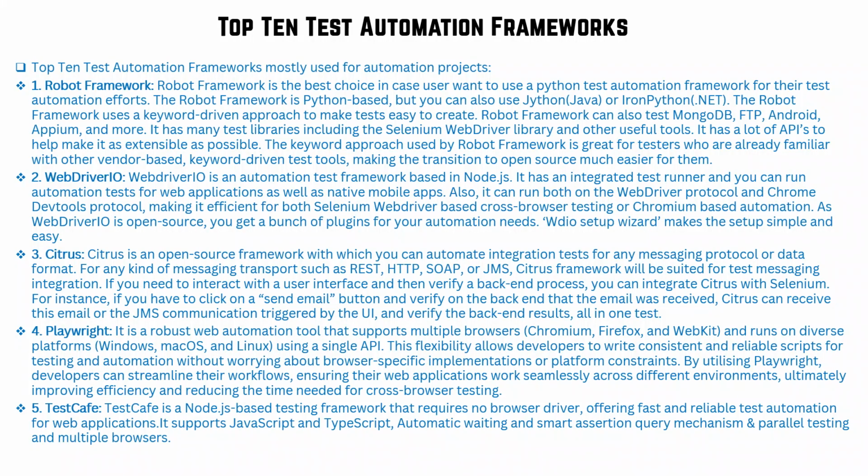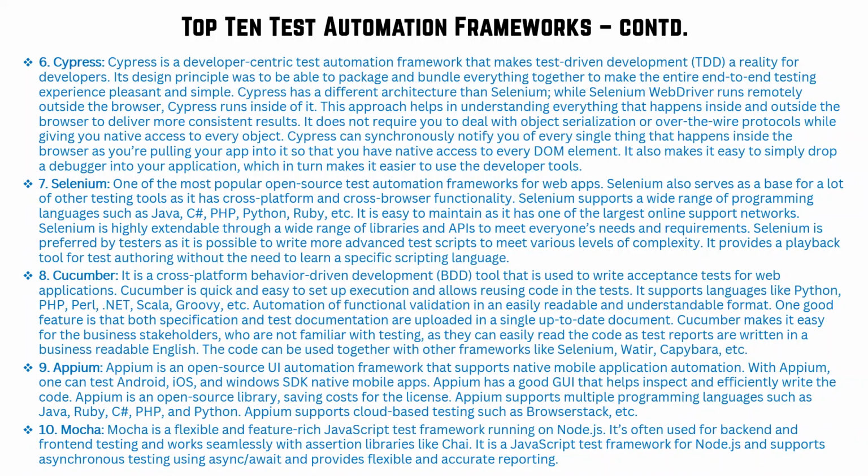There are important frameworks for different tools and technologies, right? There are different programming languages, like C Sharp, Java, JavaScript, TypeScript, Python, or sometimes mobile automation, sometimes API automation. A lot of frameworks support this, like Robot, WebDriverIO, Citrus, Playwright, TestCafe, Cypress, Selenium, Cucumber, Appium, and Mocha. There are other frameworks, but these are the more common frameworks we mostly use.